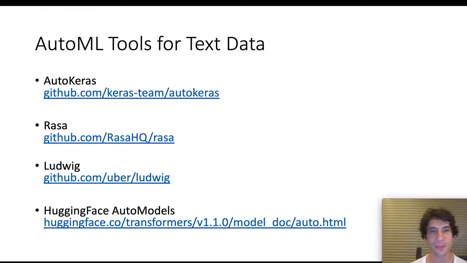Now let's talk about some open source AutoML tools for text data. The first of these is AutoKeras. This is an AutoML wrapper around the popular Keras library. If you're familiar with Keras, it basically took what used to take hundreds of lines of code in TensorFlow to write and boiled it down to about 12 lines.